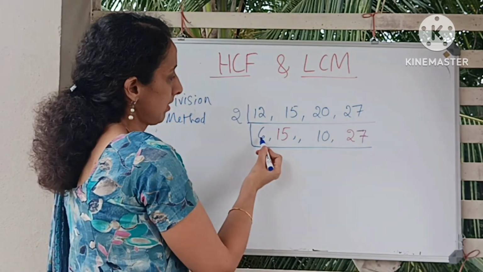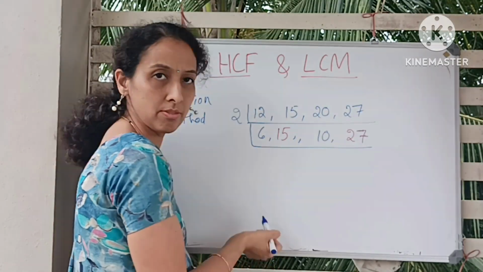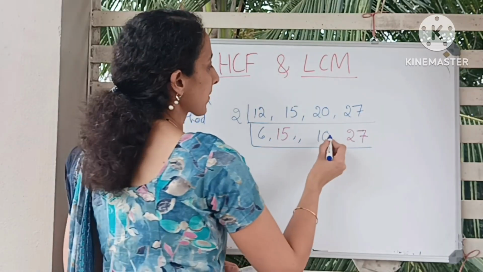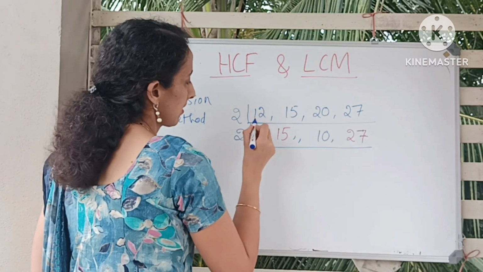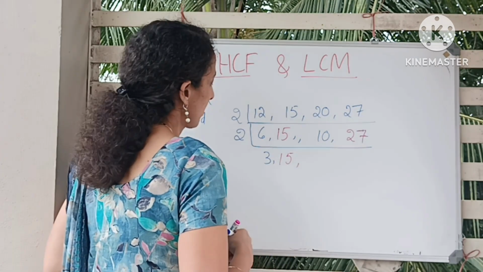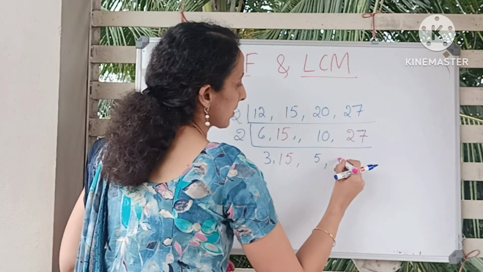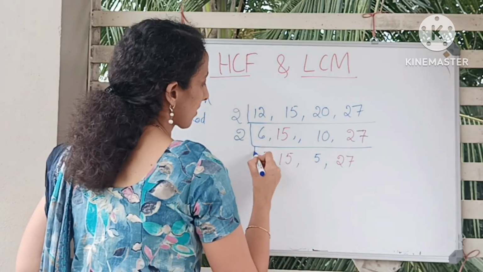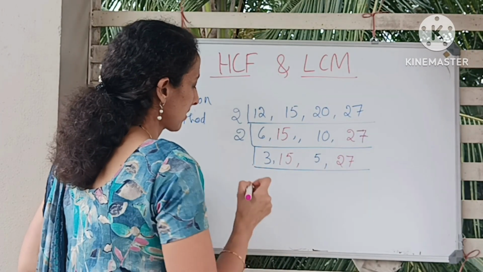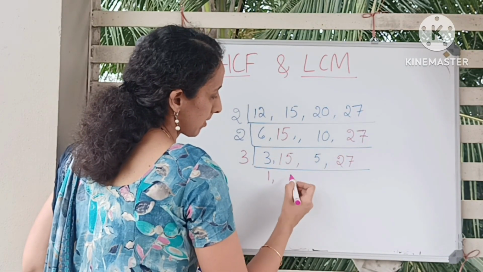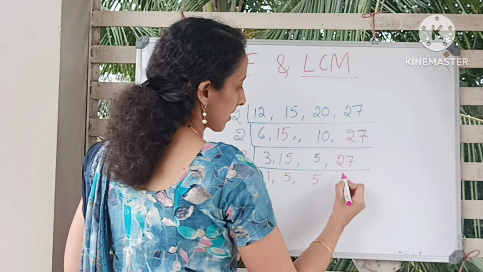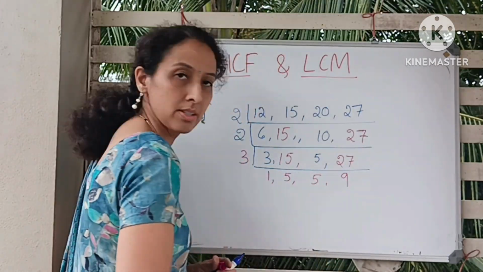Here I see that 6 and 15 have a common factor 3, 6 and 10 have a common factor 2, and 27 also has a common factor with these, 3. So let me further divide by 2. 2 3s are 6, 15 remains as is, 2 5s are 10, 27 remains as it is. So here we can see that now we have a common factor for these, that is 3. 3 1s are 3, 3 5s are 15, and this 5 remains as is, and here 3 9s are 27.